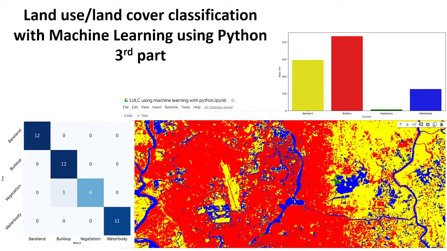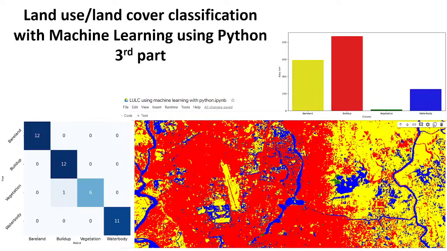Today I will try to discuss a very important topic: land use, land cover classification using machine learning with Python. This is our third tutorial. I already made the first and second parts of this video and added the link in the video description. If you don't know them, you can go to this link and first watch the first and second parts, and then move to the third part. It is also better for your understanding.